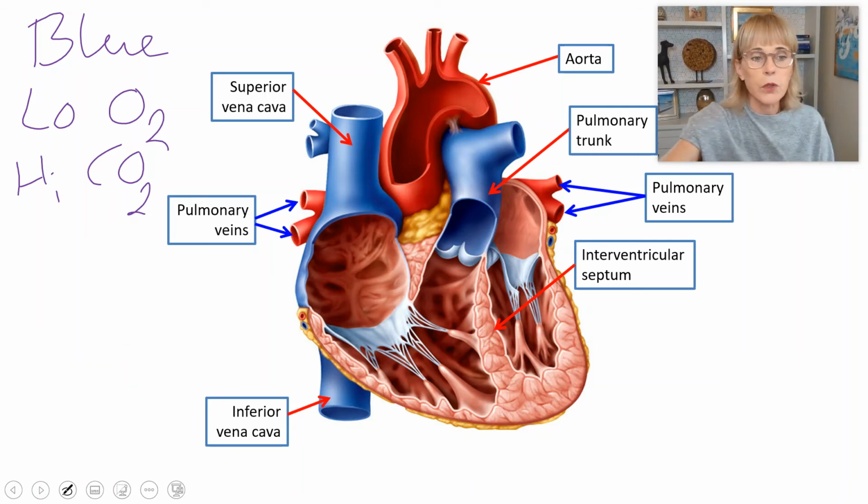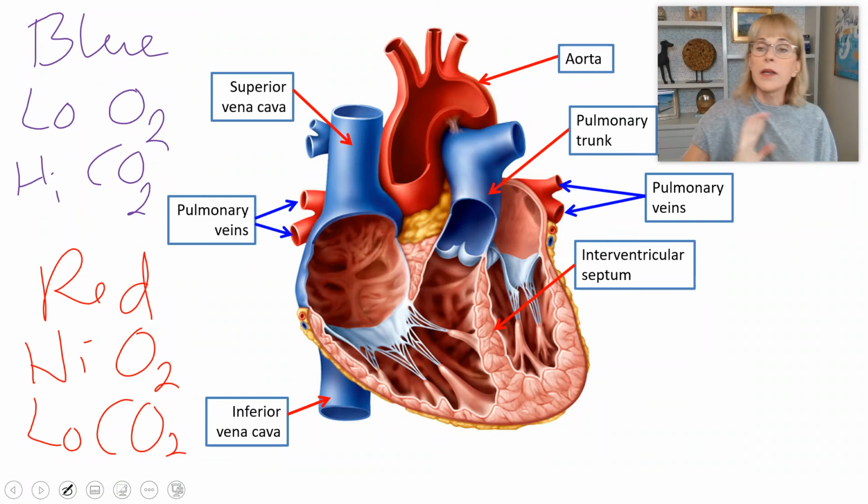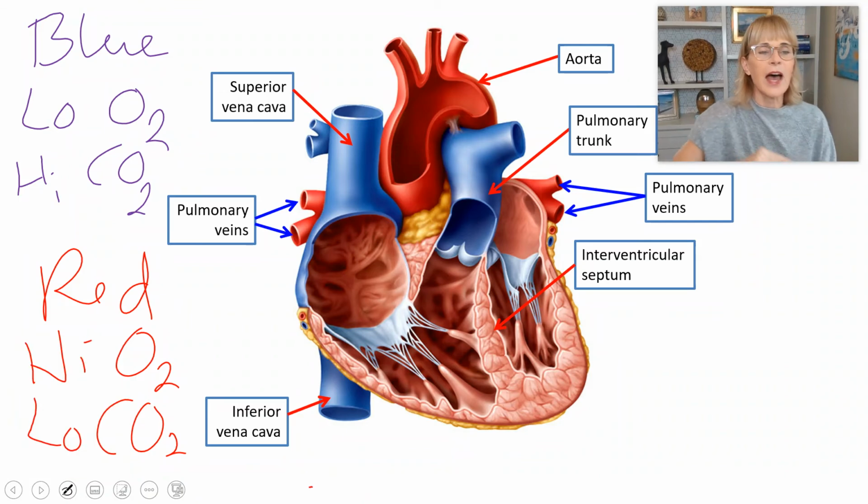Okay? Red blood vessels are high in oxygen and low in CO2. None of your blood vessels are high in both. None of your blood vessels are low in both. So that's just little tricks for when you're looking at a quiz or an exam question that you can immediately toss away those answers because it's either low in oxygen, high in CO2, that's the blue blood, or high in oxygen, low in CO2, that's the red blood, right?